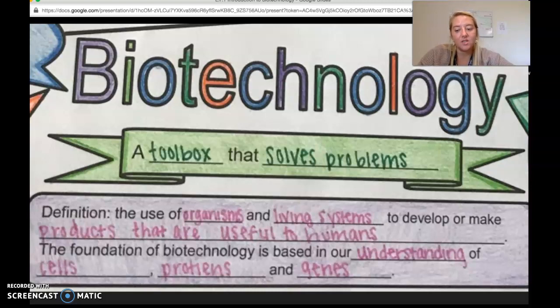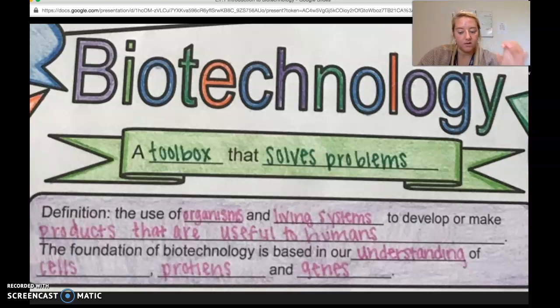You can use biotechnology in agriculture, you can use it in energy producing fields. You can use it in the medical field. Biotechnology can really be used wherever there is a problem. Like the simple definition in green says right there, really and truly biotechnology has been developed to solve the problems that humanity has. The foundation of biotechnology is based on our understanding of cells.